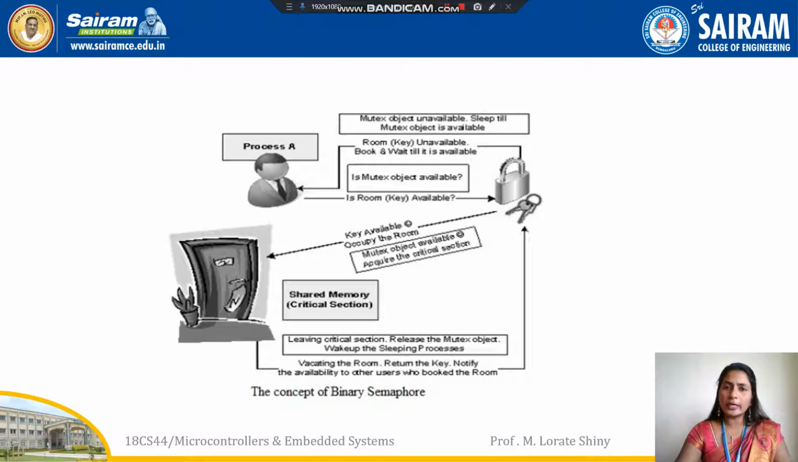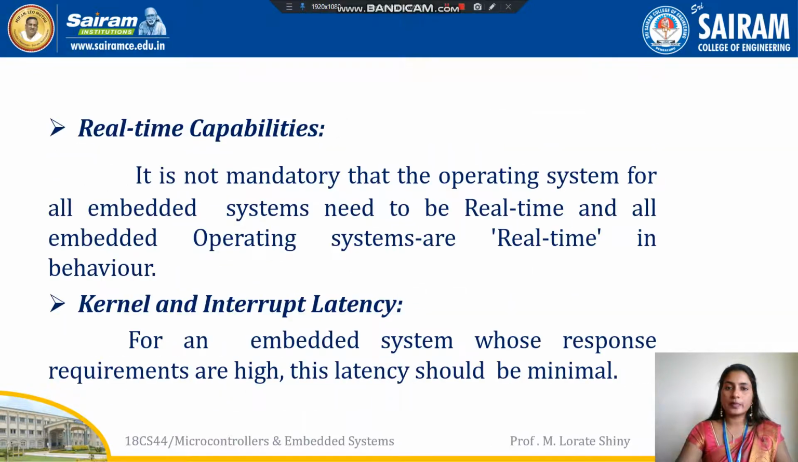While vacating the room, he has to hand over the key to the receptionist, so that whenever a room is vacated, the receptionist will inform the other user who booked in advance. So this is the best example for binary semaphore.